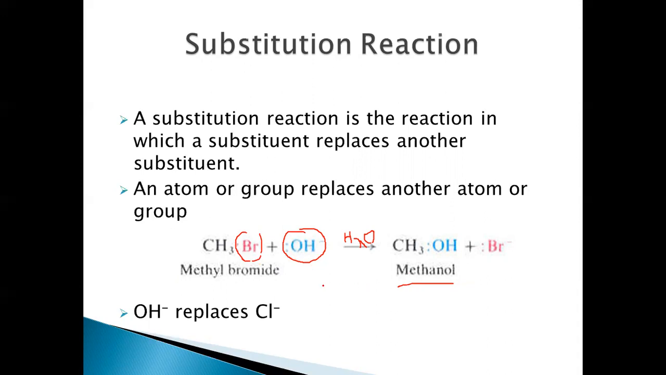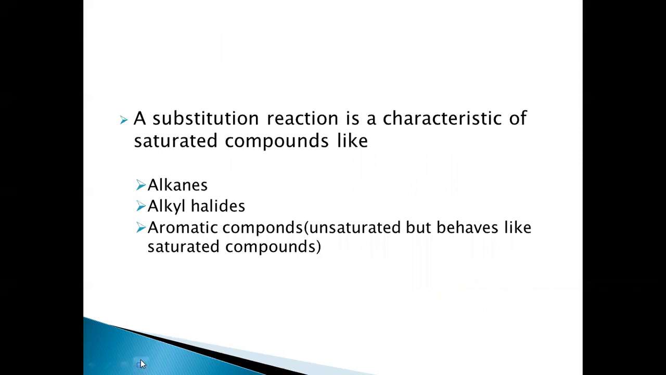So a substitution reaction is the reaction in which a substituent or an atom or a group is replaced by another atom or a group or a substituent. So here Br minus is substituted by OH minus. So this falls under the category of substitution reactions. A substitution reaction is a reaction in which one substituent replaces another substituent.